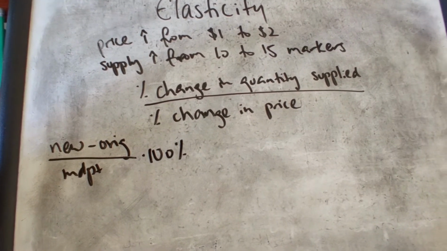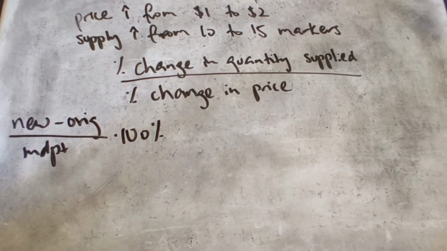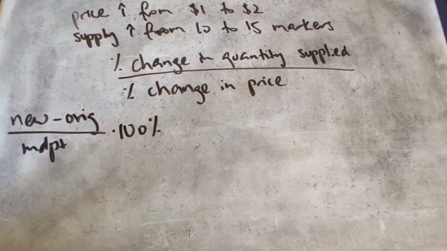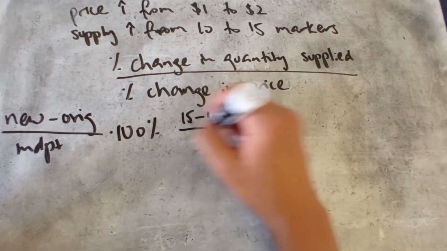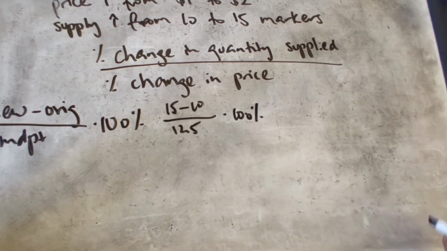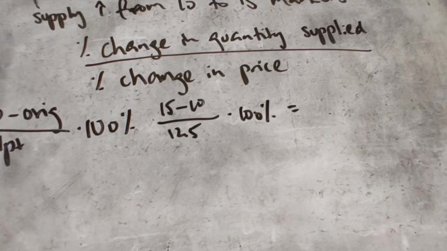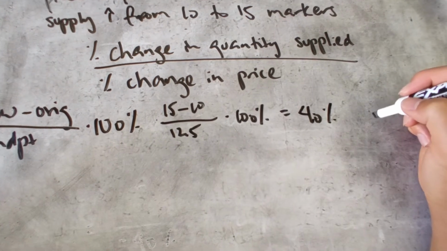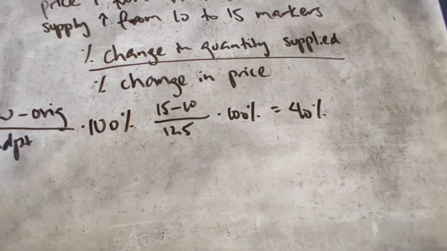So what we could do here is substitute in the values. We can see the value increased from 10 to 15 markers in the supply. So the new value is 15 minus 10, the original, and the midpoint would be 12.5, and this all would be times 100%. And this will result in a 40% increase. This would be the percent change in quantity supplied.